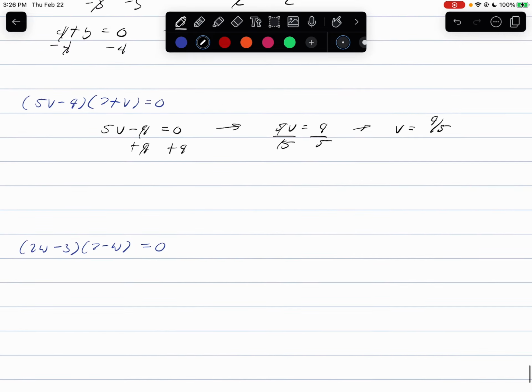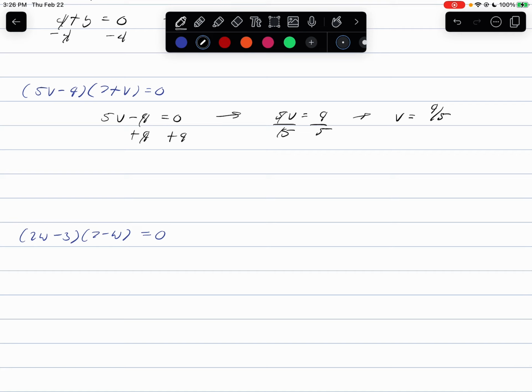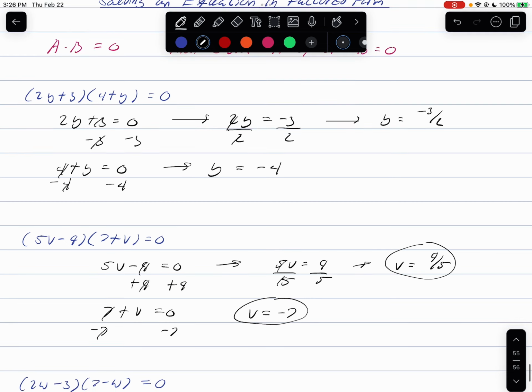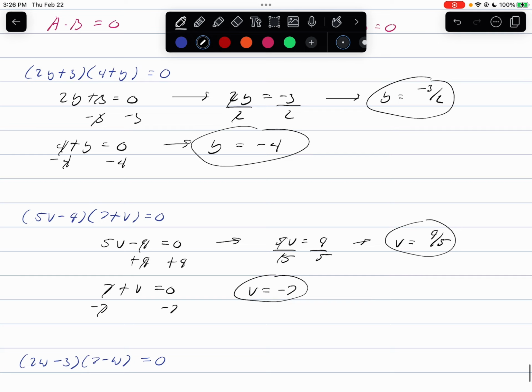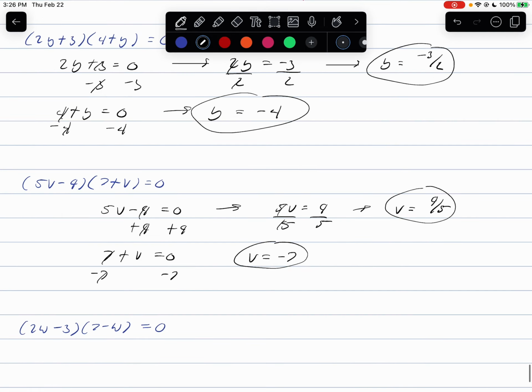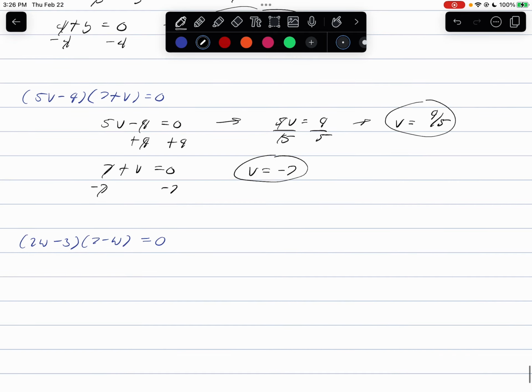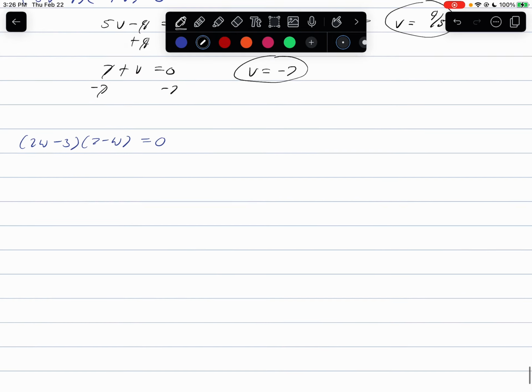Okay. So next, let's look at 7 plus v. We have 7 plus v is equal to 0. We can take 7 away from both sides, and we get that v is equal to negative 7. So what's happening with each of these is we're actually getting two solutions for all of these. So we look at the first one, we had a solution of y equals negative 3 over 2, y equals negative 4, and here we have v equals 9 over 5, and v equals negative 7. That's fine. These are both going to be valid solutions to this equation. You're not necessarily always going to have just one solution to the equation. So let's look at one more.